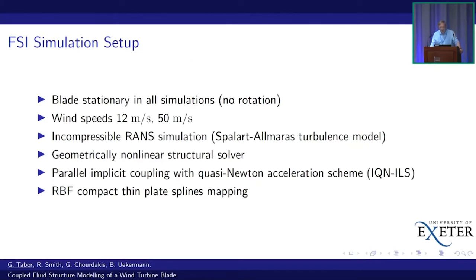At this stage, we were working on stationary blades. We want to move this to rotating blades. Haven't got that far yet. And we're looking at two wind speeds, 12 meters per second, which is a fairly reasonable day-to-day wind speed, and 50 meters per second, because one of the things we're interested in here is response in extreme wind conditions. Using incompressible RANS simulation, Spalart-Allmaras turbulence model. Again, the mesh resolution here isn't quite good enough to get the correct y+ values, but is going towards that. And again, geometrically nonlinear structural solver, and IQN-ILS acceleration, and radial basis functions for the mapping.